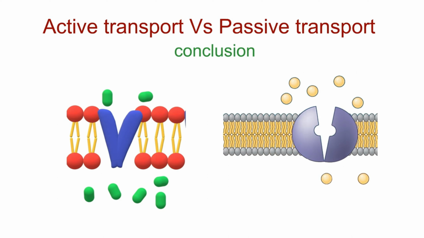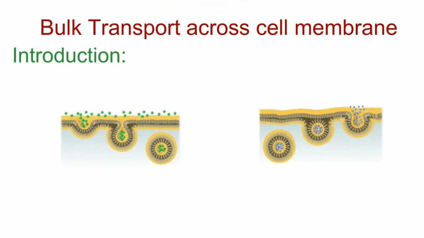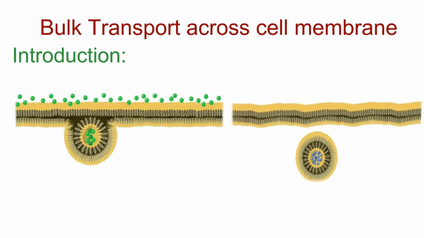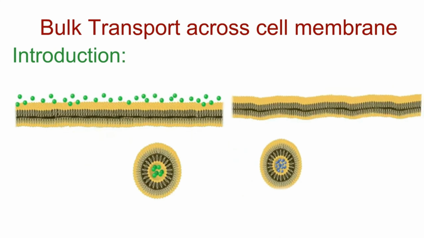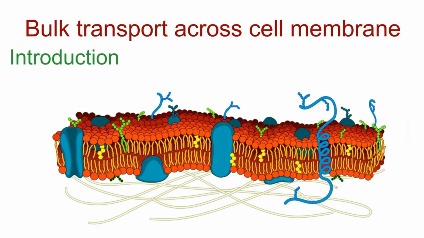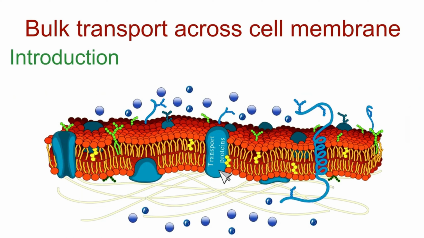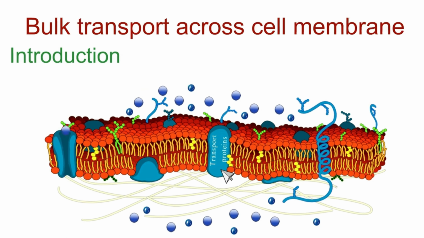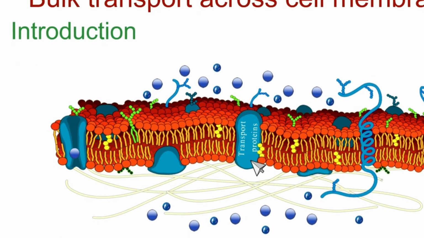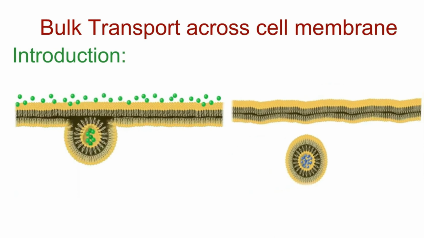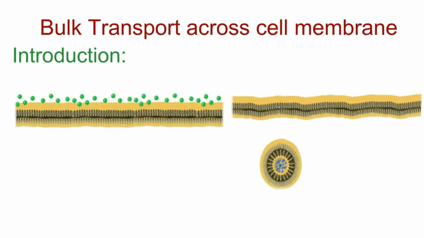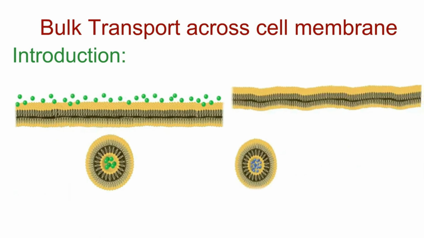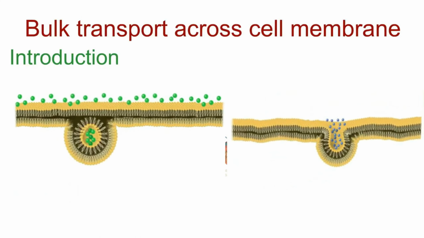Along with active and passive transport, cell membranes also have bulk transport mechanisms. Bulk transport is a fundamental process that allows cells to move large quantities of materials across their cell membranes. Unlike simple diffusion or facilitated diffusion, which involve the movement of small molecules across the lipid bilayer, bulk transport mechanisms are responsible for the transportation of larger particles or significant amounts of substances.